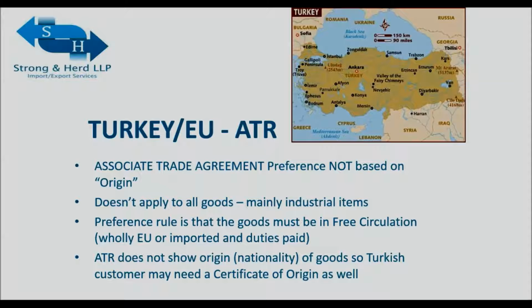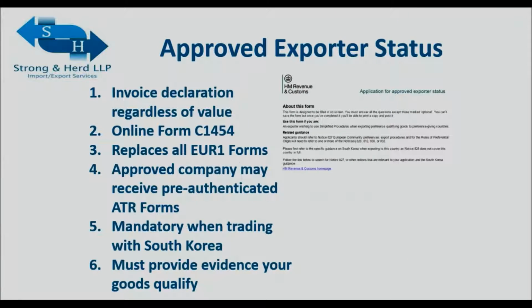So on the next slide, we can actually look at a system that instead of issuing forms, such as EUR1 forms or ATR forms, we can become an approved exporter. It's nothing to do with authorised economic operator status. This is purely to do with preference, and you will be given an authorisation number that replaces additional forms.